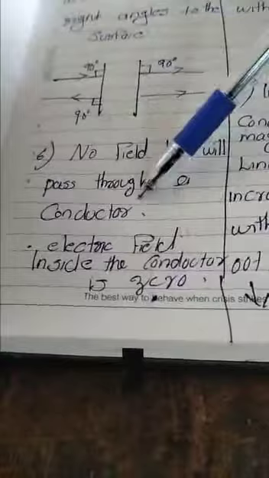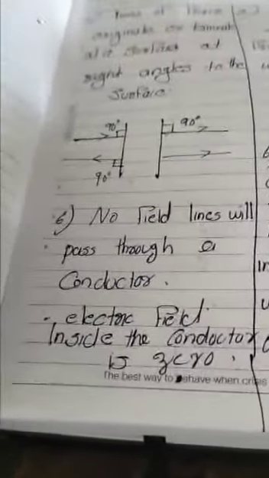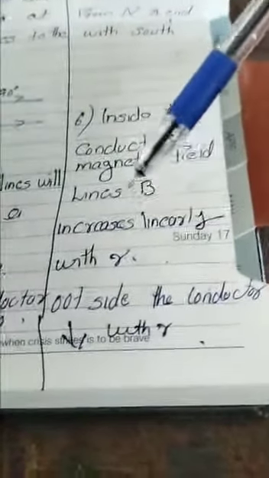Point number 6, no field lines pass through a conductor. Inside a conductor, electric field lines do not pass, because the electric field inside the conductor is 0. Conductor means it allows the flow of electrons, which you already know. So electric field lines do not pass through the conductor. But in the case of magnetic field lines, inside the conductor the magnetic field lines increase, while outside the conductor they decrease. Okay, then next point.